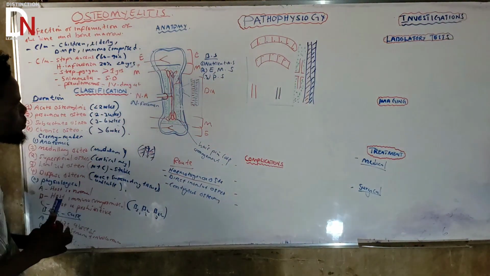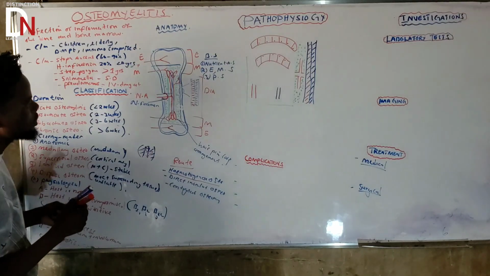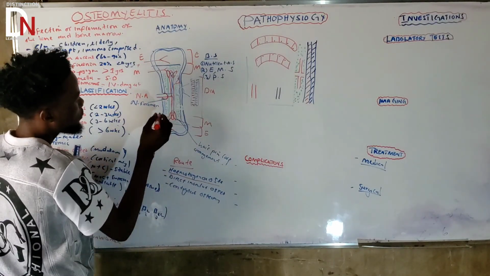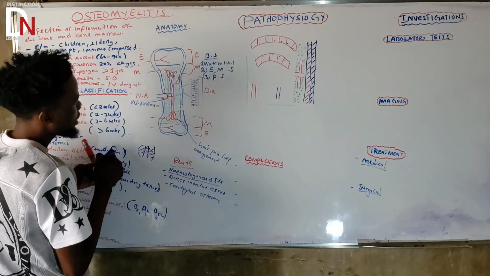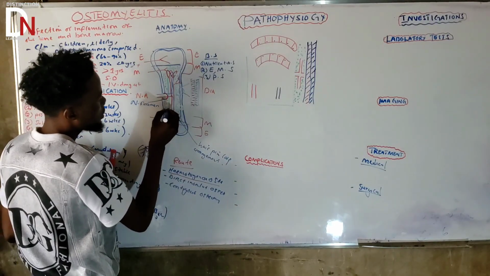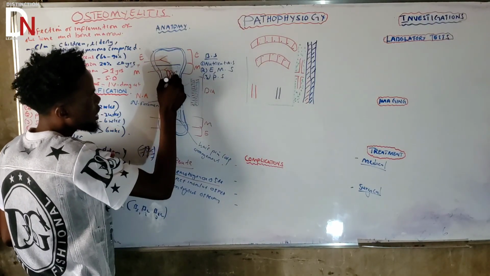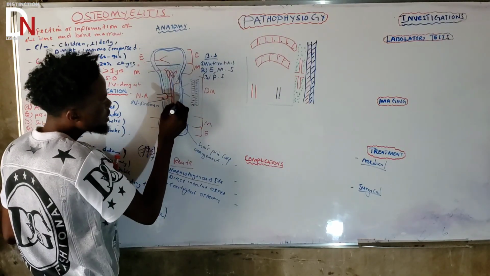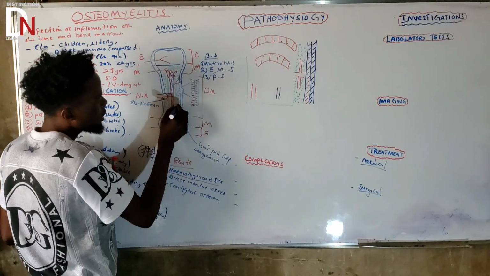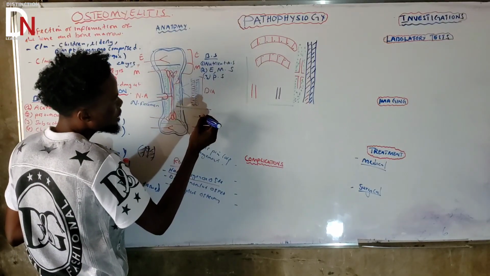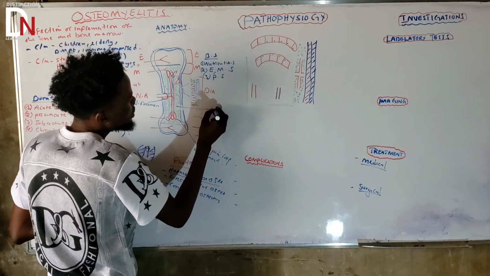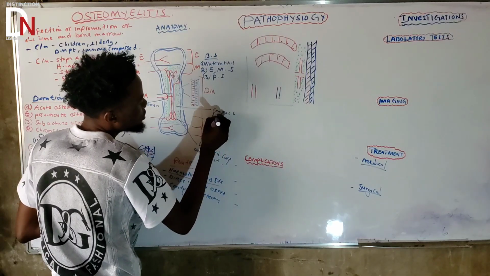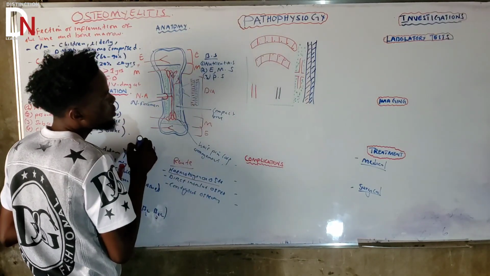So what else are you supposed to talk about? The other point you need to talk about is this one. Let's talk about the other parts which are important. We know that where these arteries are is the medullary cavity. Then this next part here, the green part, we call it the cortex, or the compact bone, or mature bone.